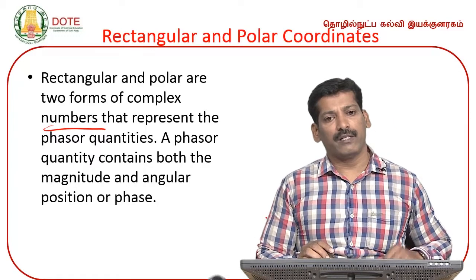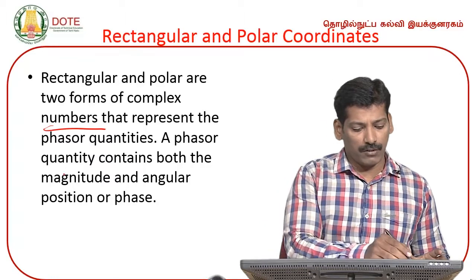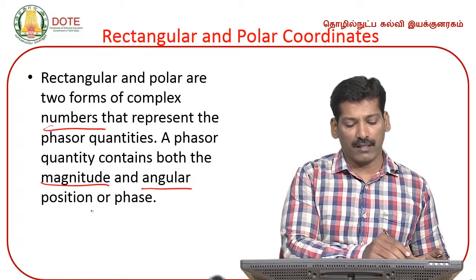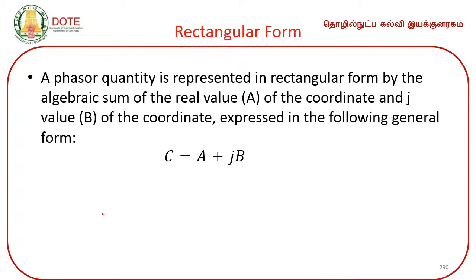A phasor quantity contains both magnitude as well as the angular position or phase. Rectangular form: a phasor quantity is represented in rectangular form by the algebraic sum of the real value A of the coordinate and the J value of the B coordinate. It is expressed in the following general form. So, this is the general format of your rectangular form. C is equal to A plus JB. A is called the real part and B is called the imaginary part.